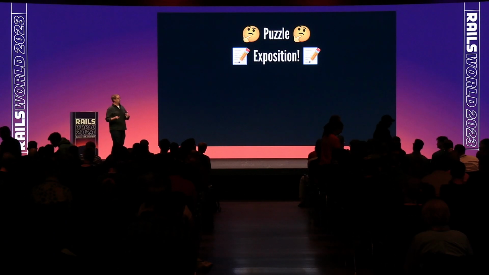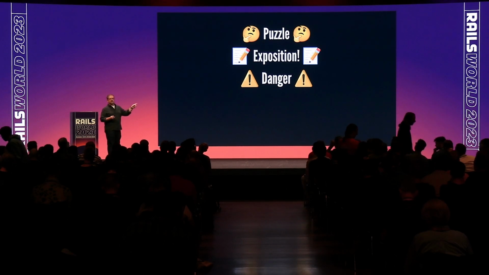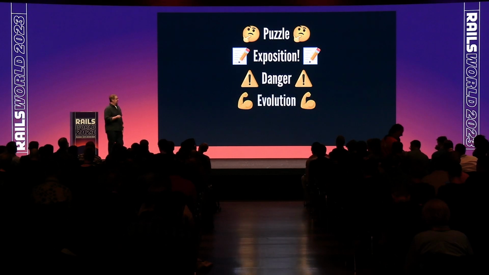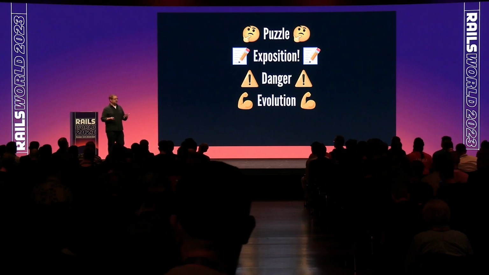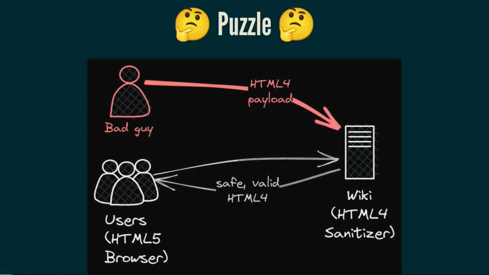I wanted to start this talk by posing a security puzzle, a problem, a hypothetical. I want to talk a little bit about the software behind that puzzle to help you understand why it's important, also why it's dangerous if we can solve the puzzle, and then talk a little bit about how we're evolving Rails to protect you and your users. So let's start with the puzzle.